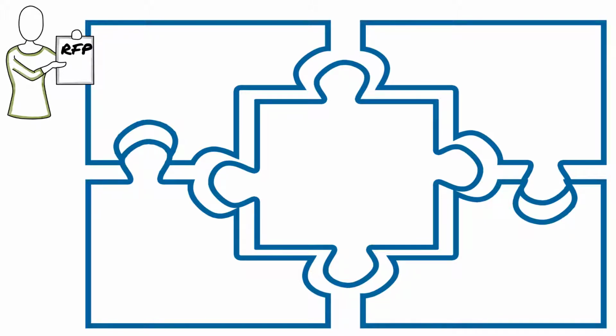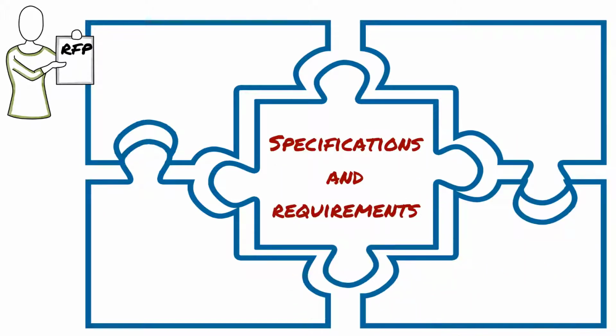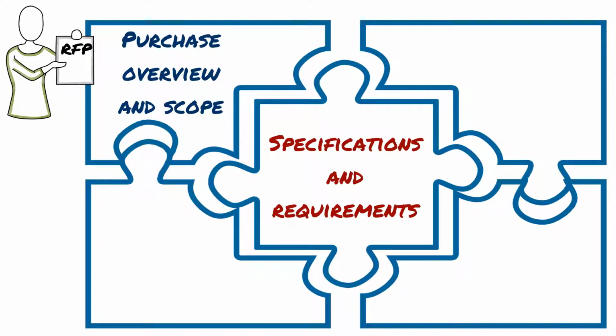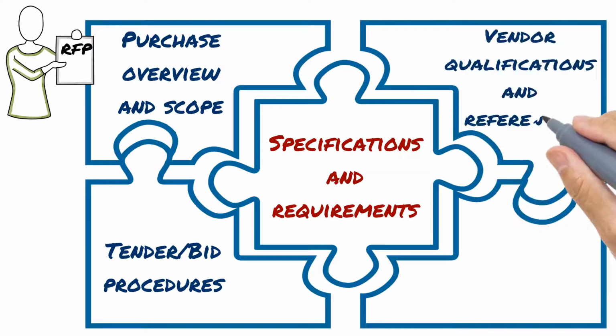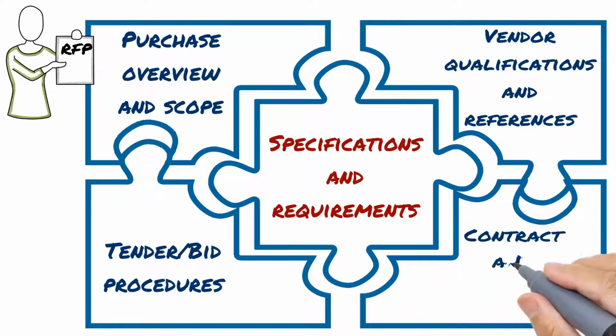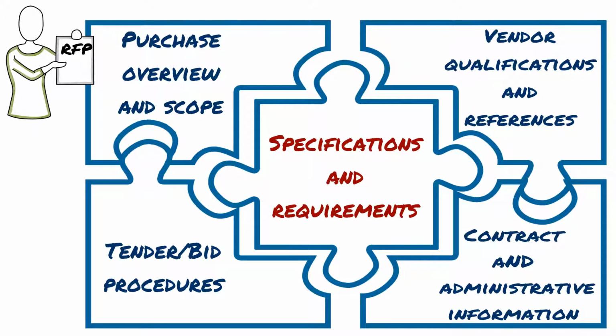A common RFP document has the following sections: specification and requirements, which are the core and the heart of an RFP; purchasing overview and scope; tender or bidding procedures; vendor qualification and references; and some information that anticipates what will be in the contract in case the deal is reached. In the next slides, we can see what kind of information is included in each RFP section.